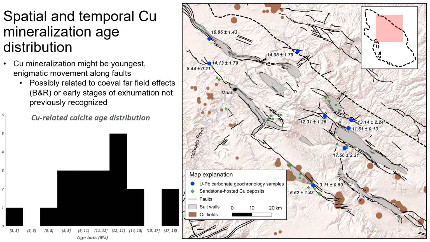So we're still trying to figure out how to interpret these things, but two possible hypotheses are that the faults are responding to far-field stress that's occurring as the Basin and Range region is developing, again in the Miocene, or it could represent early stages of exhumation of the basin and even the Colorado Plateau that have not been previously recognized by other geologists and geochronologists.